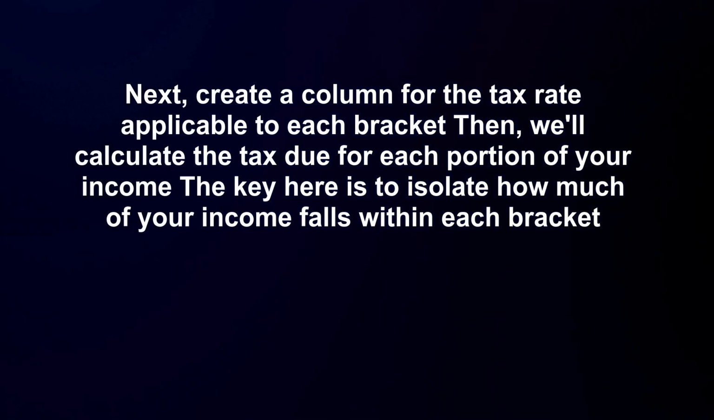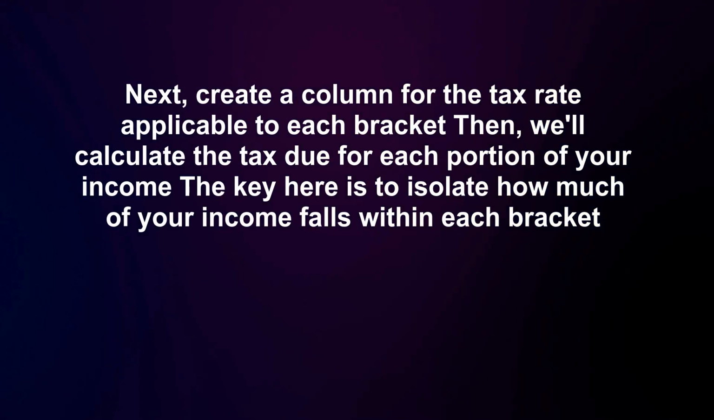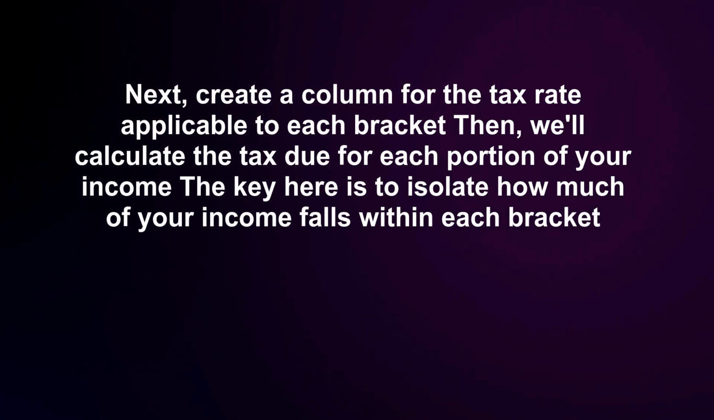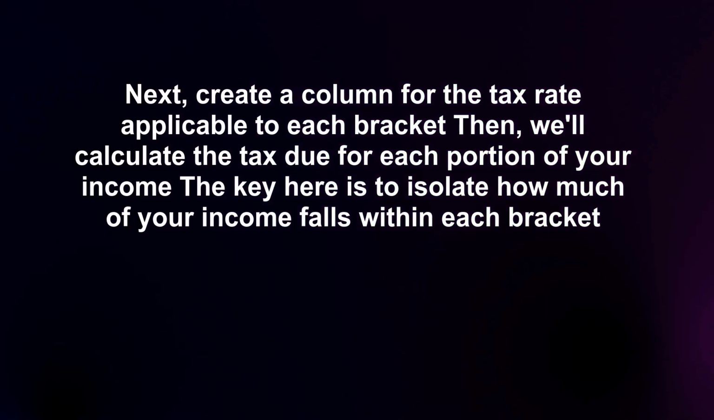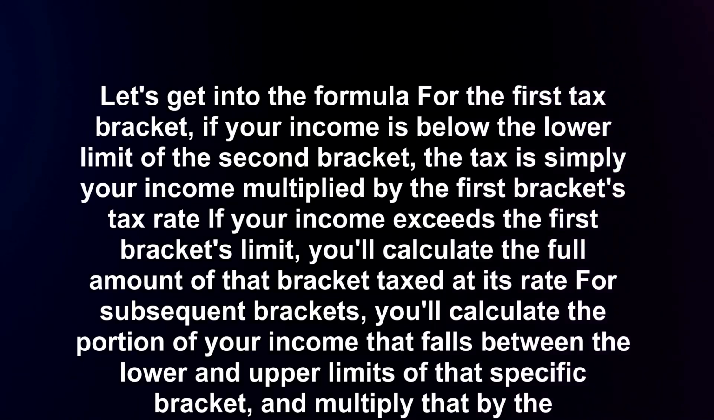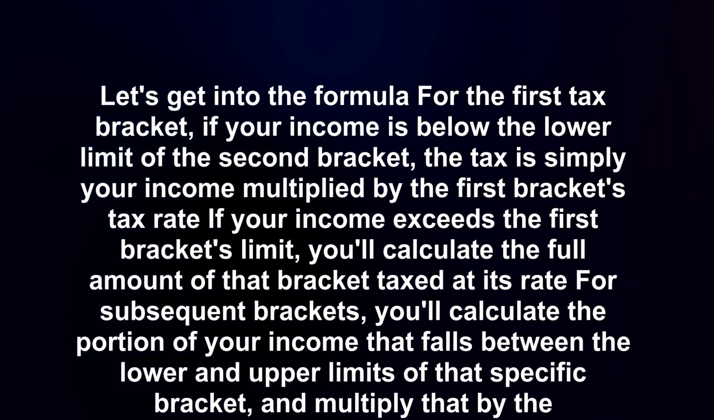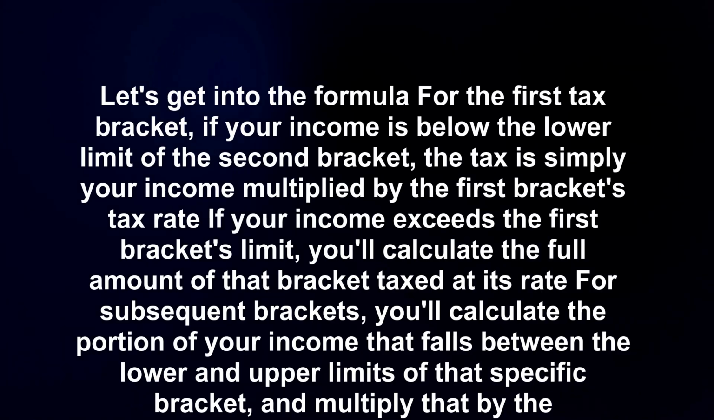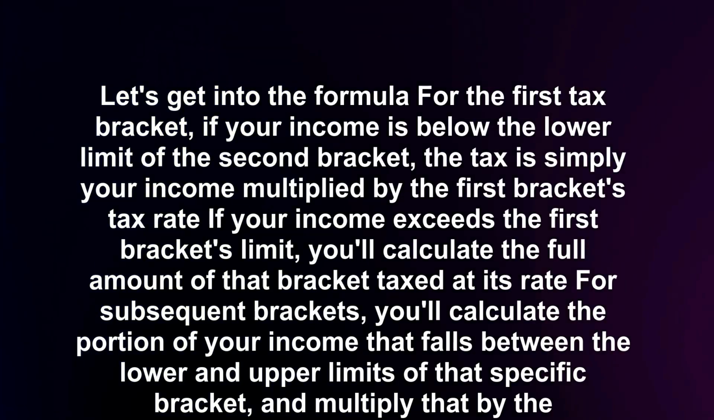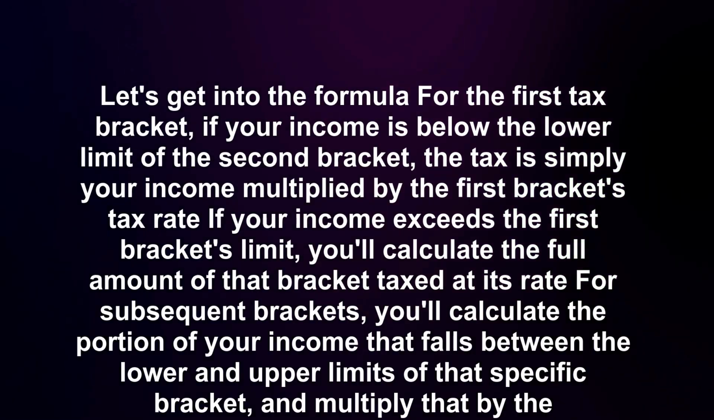Then, we'll calculate the tax due for each portion of your income. The key here is to isolate how much of your income falls within each bracket. Let's get into the formula for the first tax bracket. If your income is below the lower limit of the second bracket, the tax is simply your income multiplied by the first bracket's tax rate.